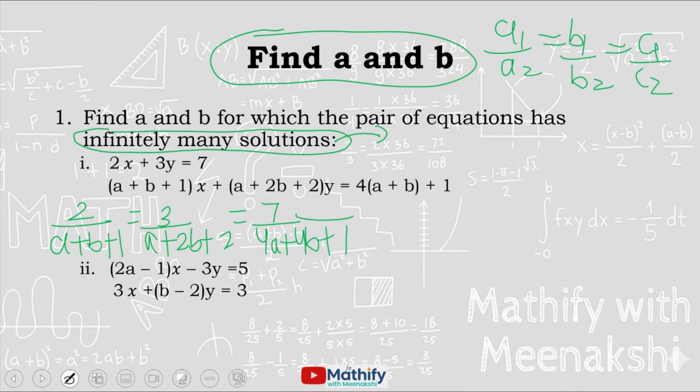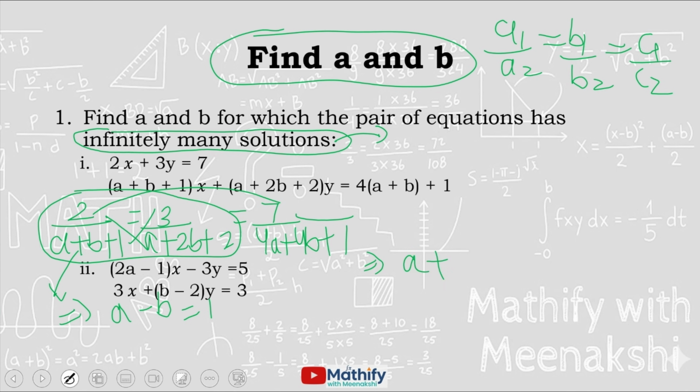Now what you have to do, first you will solve these two. When you solve these two, you will do cross multiplication. That is 2a + 4b + 4 = 3a + 3b + 3. So when you solve these two, you will get one equation as a - b = 1. Then you will solve the first and third. Again you do cross multiplication. That is 8a + 8b + 2 = 7a + 7b + 7. And when you solve the first and third, you will get a + b = 5.